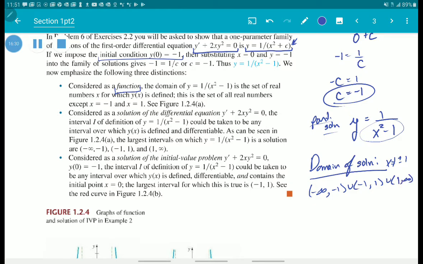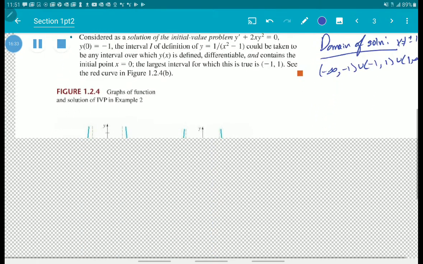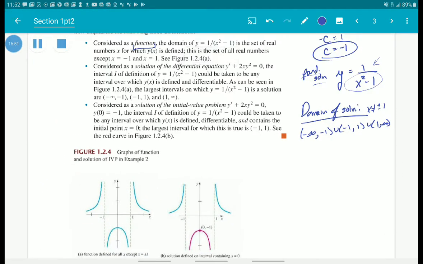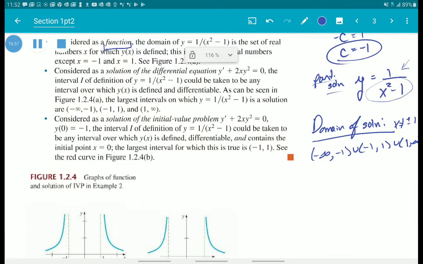So if we were to think about what this graph looks like, that graph would look like this. We would have two vertical asymptotes, one at -1 and one at 1, and we would have 3 different pieces for that solution. Okay, that's just thinking about this in terms of like a pre-calculus class. What would that domain look like as a function? And so now let's consider this as the solution of the differential equation. So if we were to talk about this as a solution of the differential equation, then the interval of definition can be taken as any of those 3 pieces.